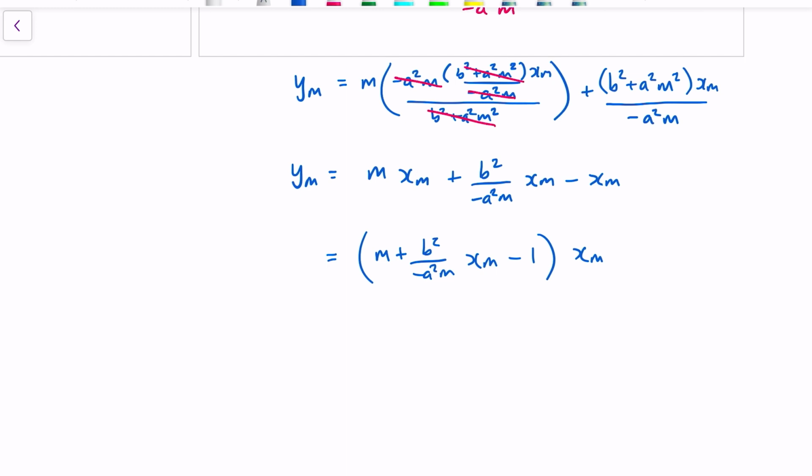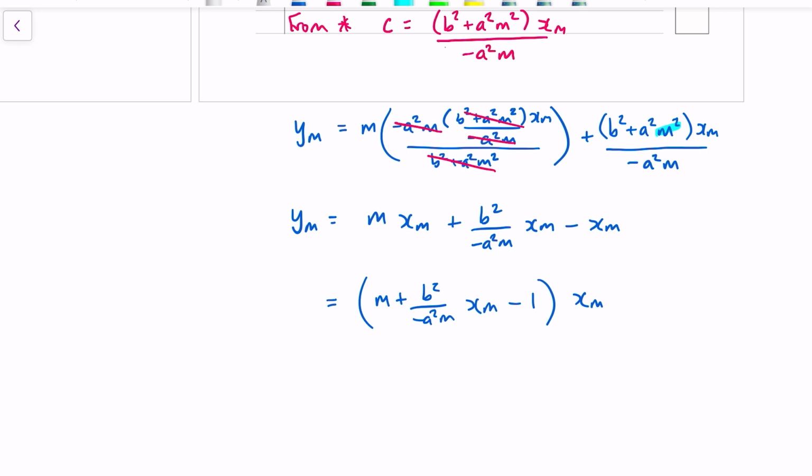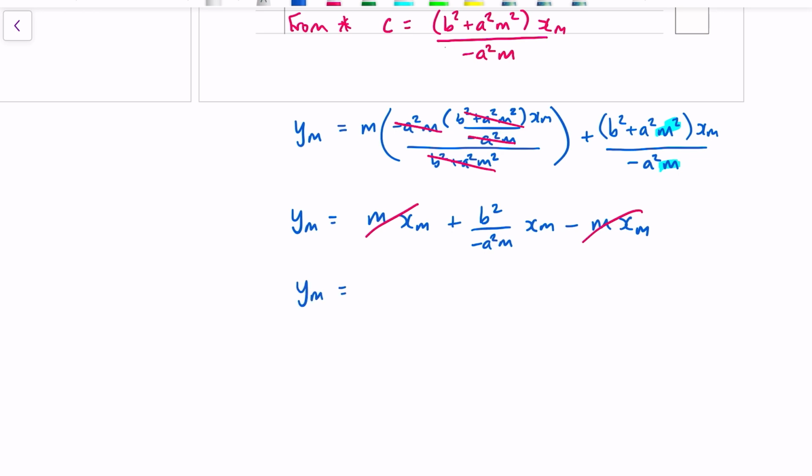Oh, there was a sneaky little thing here. M squared with an m. So it's actually, this last term is minus m xm. Great, those cancel. And we're left with the equation of a straight line. And even more so, that's a straight line that goes through the origin, which it should if you think about the picture.